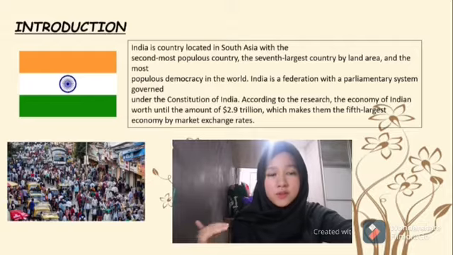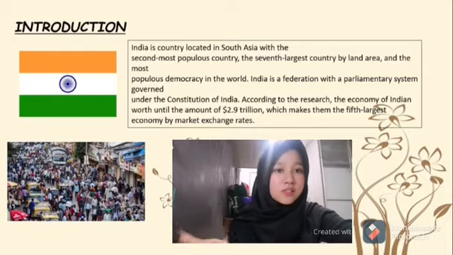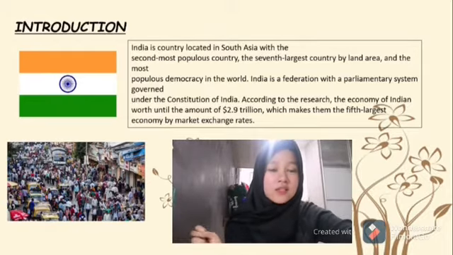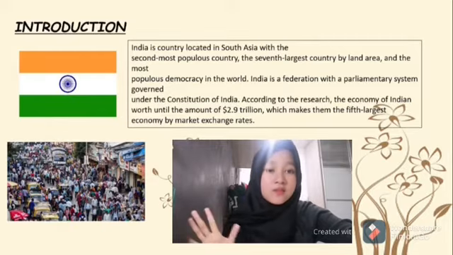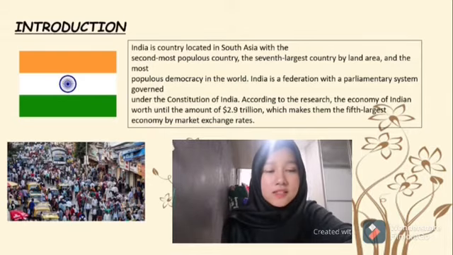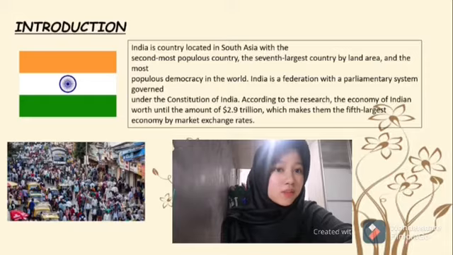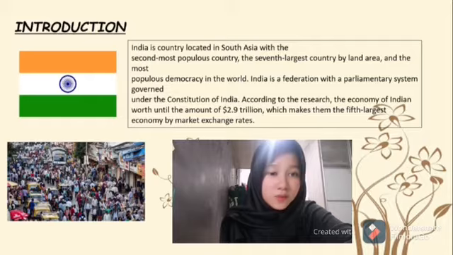So firstly, I will explain shortly the information about the country India. India is located in South Asia. It is the second most populous country and the seventh largest country by land area, and also the most populous democracy in the world. India is a federation with a parliamentary system governed under the Constitution of India. According to the research, the economy of India is worth 2.9 trillion, which makes it the fifth largest economy by market exchange rates.